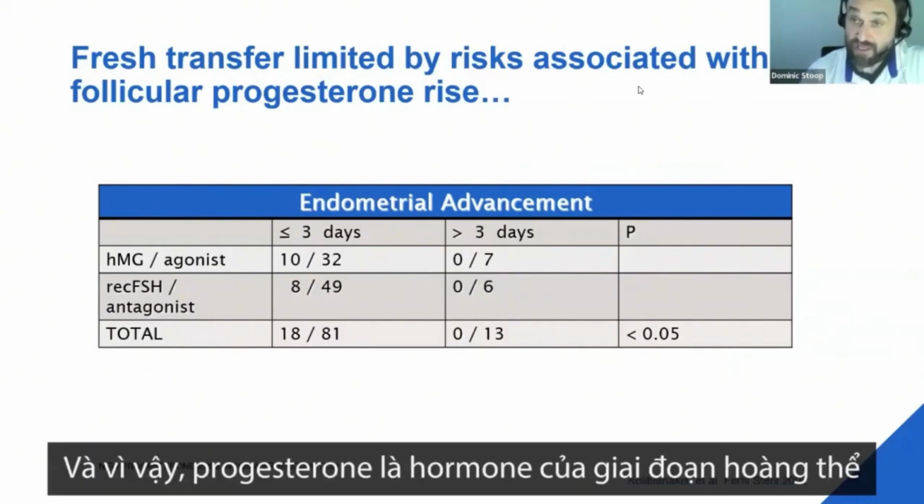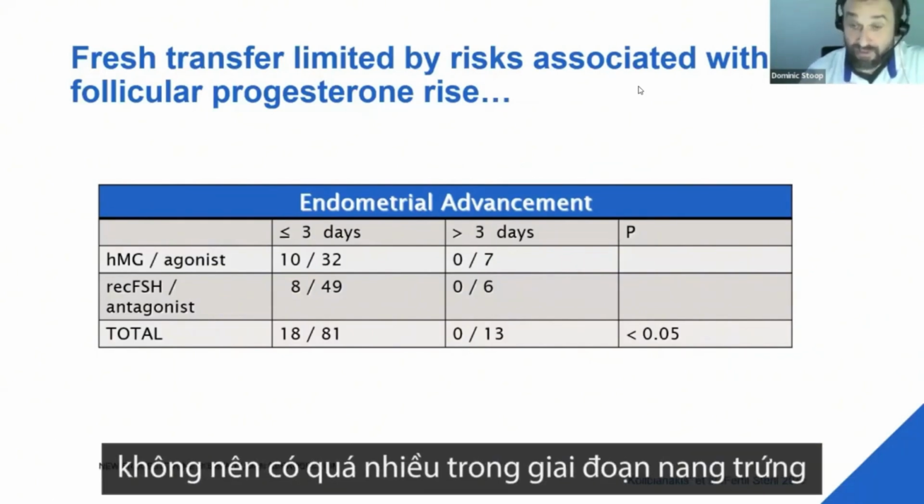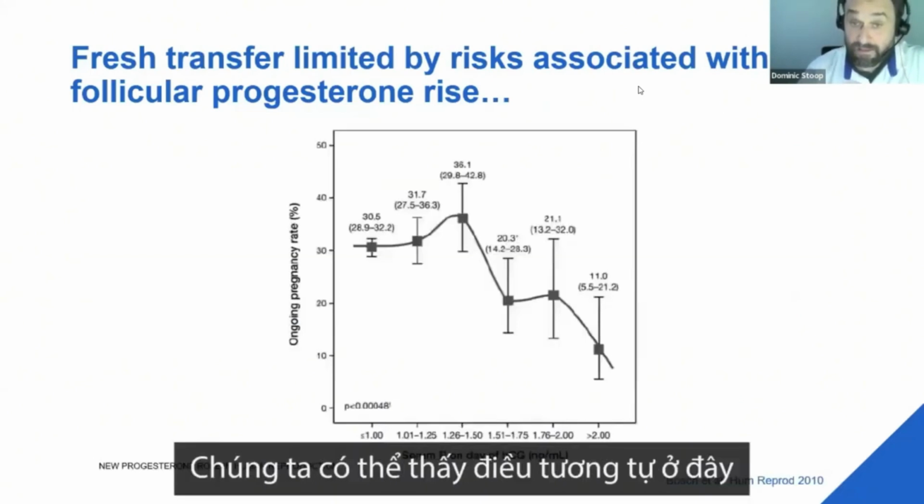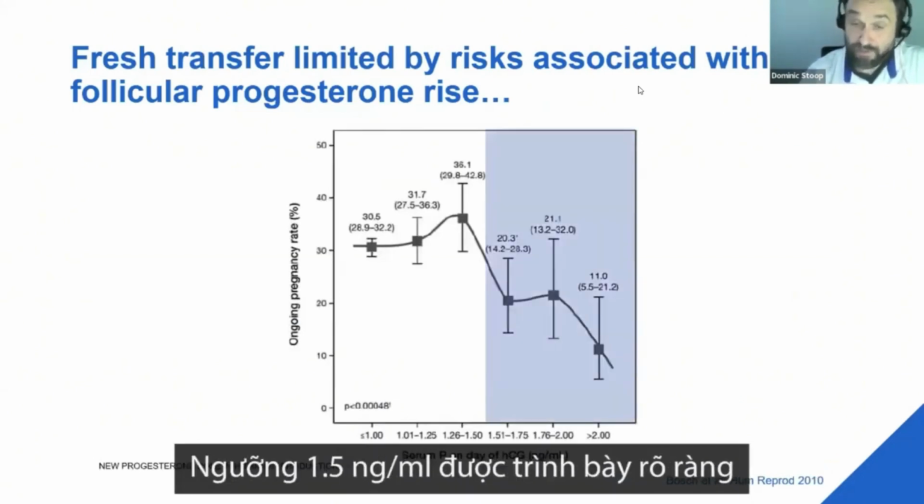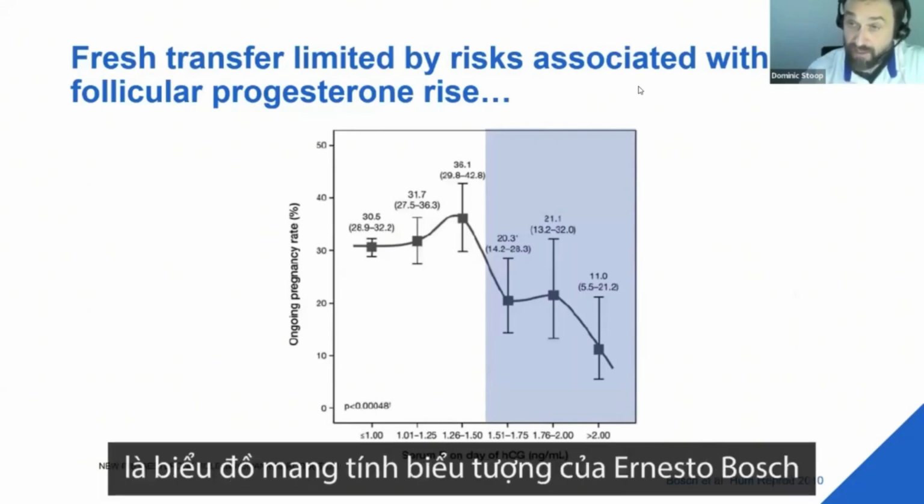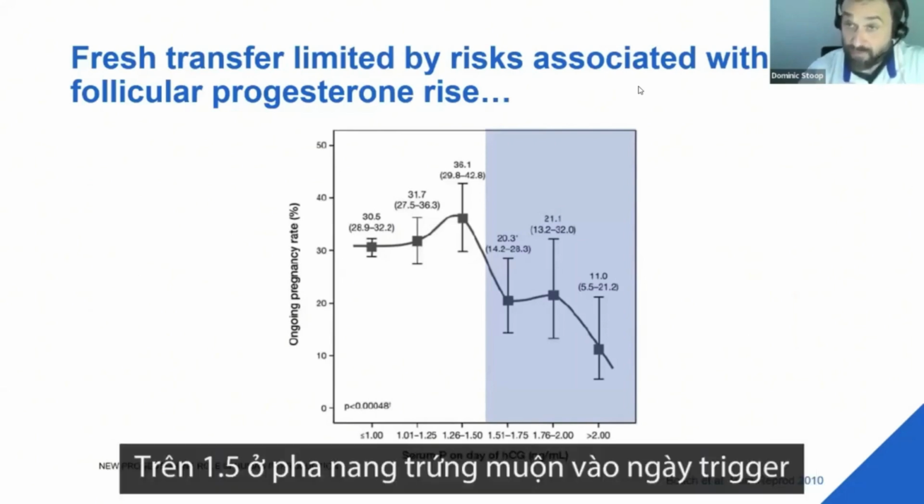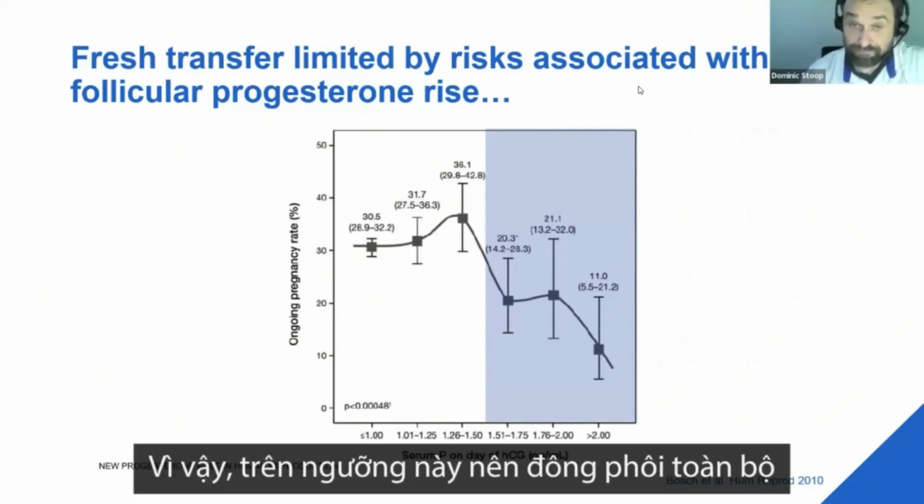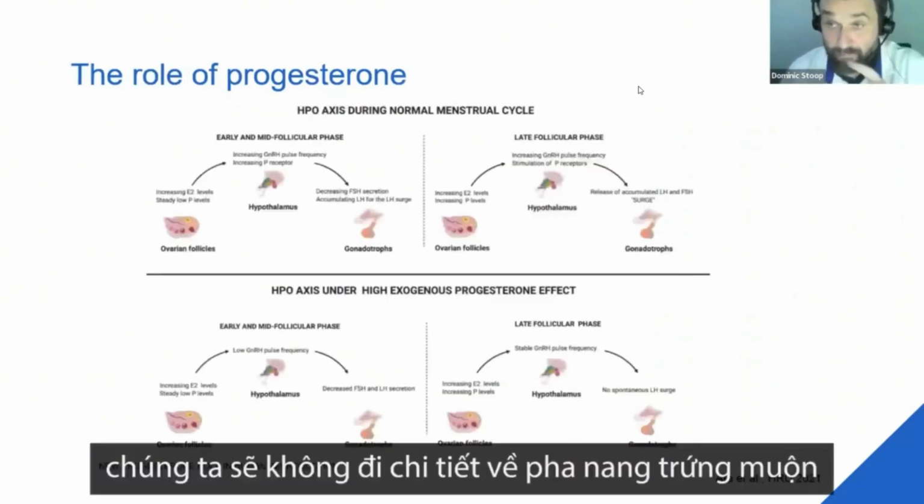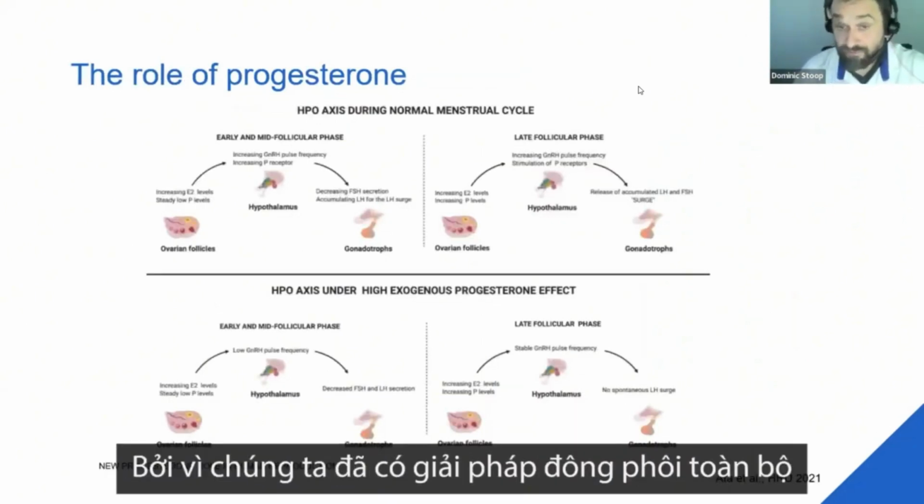So progesterone is the hormone of the luteal phase, and shouldn't be too abundant in the follicular phase. That's quite clear, and it has its clinical implications. The 1.5 nanogram per ml threshold is nicely shown by this iconic graph by Ernesto Bosch: above 1.5 in the late follicular phase, on the day of triggering, there are lower pregnancy rates. So then freeze all. I'm not going to detail the late follicular phase rise because we have the easy solution of freeze all.